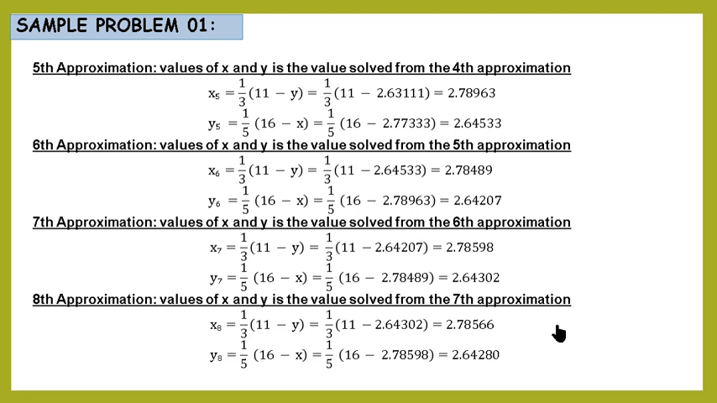So, kung gusto nyong mas accurate yung sagot ninyo, you can continue iterating hanggang talagang magkaparehas. Tignan nyo na magkaparehas, di ba? So, yan. We can stop now kasi at least magkaparehas na, approximate, yung 7th iteration or approximation natin and 8th approximation natin. So, we can stop now. So, our value for x now is 2.78566 and yung value natin ng y is 2.643.